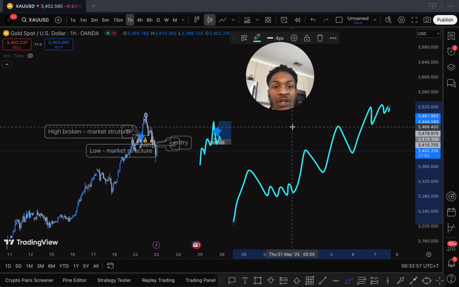So if you guys are trading and you're struggling with the trends, this is a really good analogy for you that I think you guys should really pay attention to. So yeah.